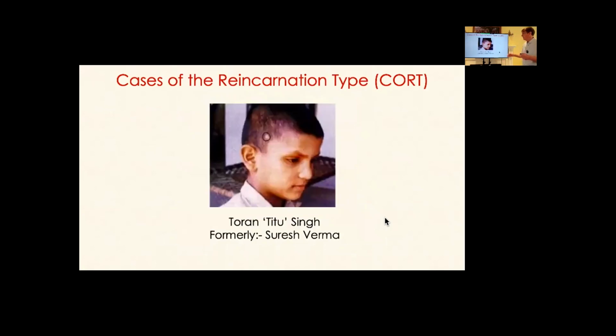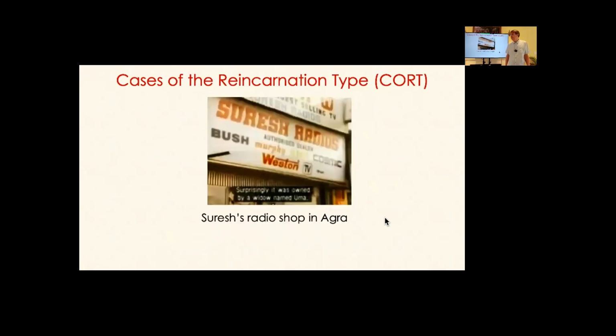Here's one that I like because it illustrates a couple of things. This is Titu Singh. And he started telling his parents, I actually have another family. I have a wife and kids. Oh, yeah, that's right, yeah. My name's Suresh Verma. And I live in Agra. And I've got a radio shop there. So the family are hearing all this, and they weren't entertaining it very well. But his older brother thought, I'm going to Agra, check it out. Sure enough, he finds Suresh's radio shop. Okay, maybe there's many of them. Suresh is a very common name, no big deal.